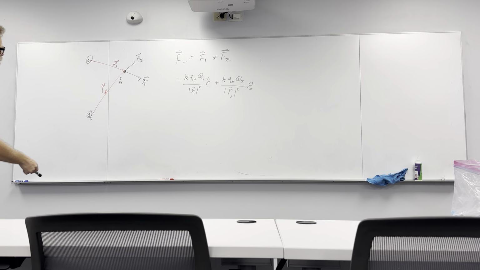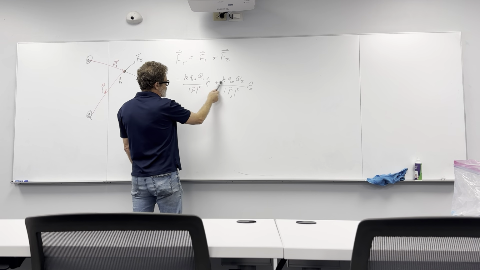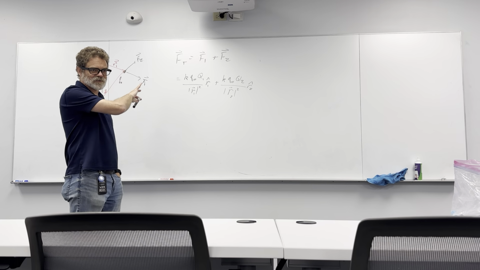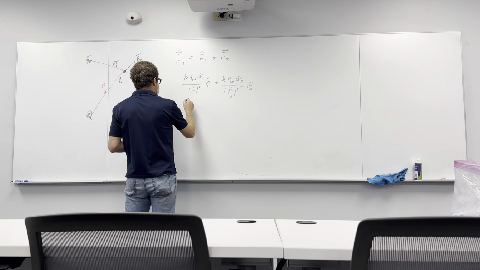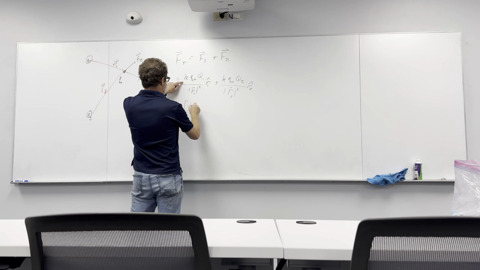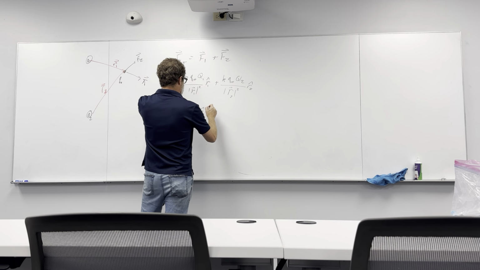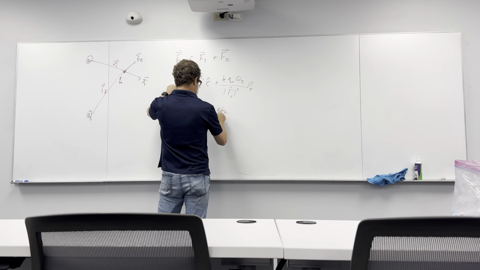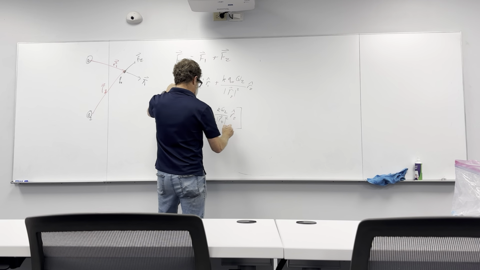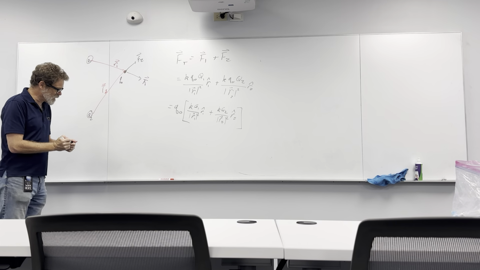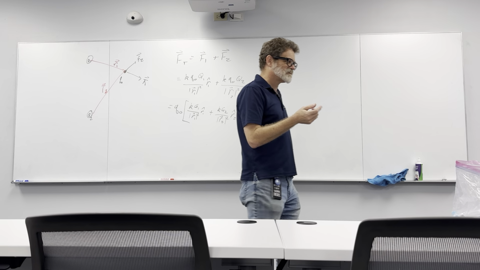So you see, I've got some similar terms in these two things. I have a K and a Q naught. I'm going to factor out a Q naught and leave what's behind. So I could write this as Q naught times K Q1 over R1 squared R1 hat plus K Q2 over R2 squared R2 hat. I just factored out the Q naught. And this little Q naught is like my test charge.